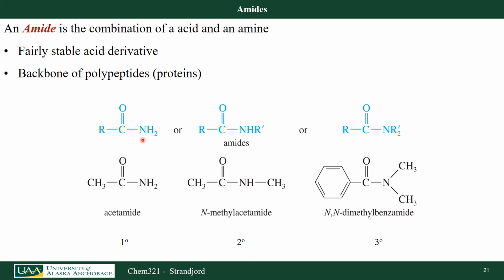So generically I can also have primary amides. I'm looking at what's attached to that nitrogen. I only have 1 carbon attached to it. Secondary amides or tertiary amides. This is common name acetamide. This is an N-methyl acetamide, and here is N,N-dimethylbenzamide.